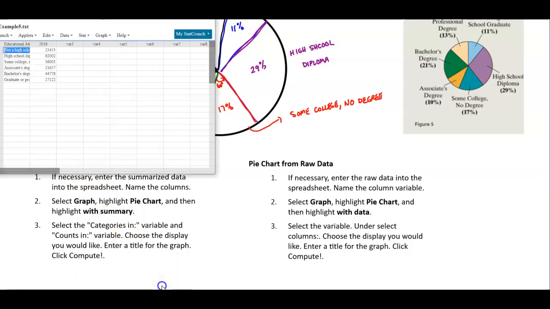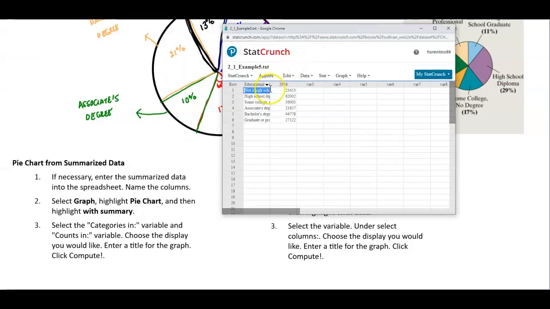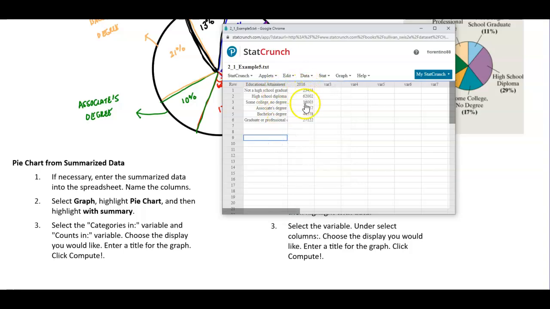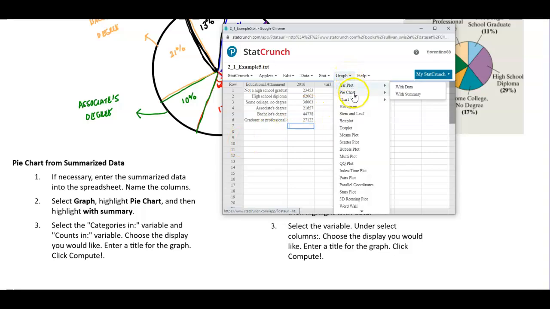So we're going to open up StatCrunch. What I've done is put in the information. I typed in the educational attainment here, and then for 2016, here is the frequency distribution, because this is telling us how many numbers you have for each particular educational attainment. So this represents summarized data, not raw data. Raw data would be all of these individual numbers in one particular column, which we do not have. But in this scenario, we're going to use summarized data. So we put that information here. Now we're going to select graph, and then we're going to go to pie chart.